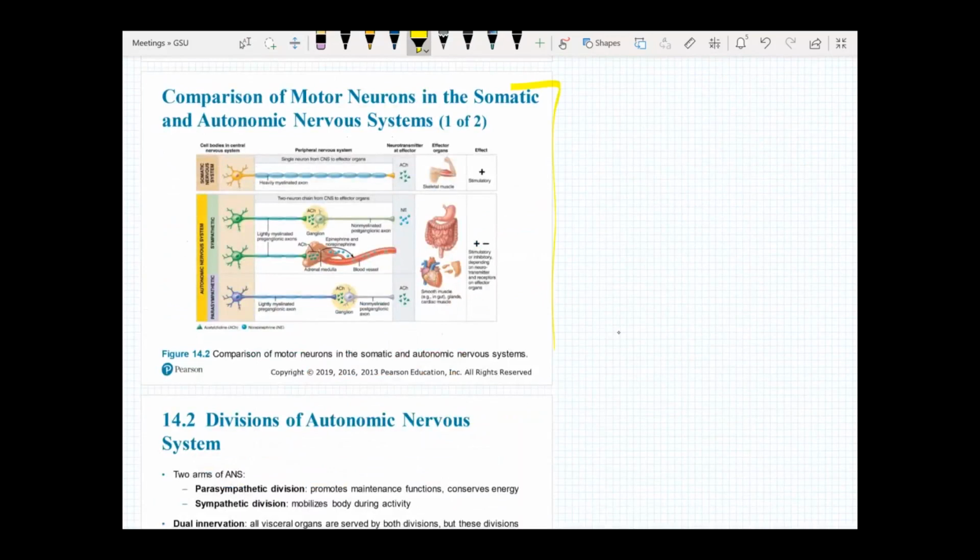So this is a great little review to show how this works. Keep in mind when you're looking at this that this is going to be two neurons. So there is always going to be one neuron and a second neuron, however that works. Just as a reminder, that is what you're looking for.